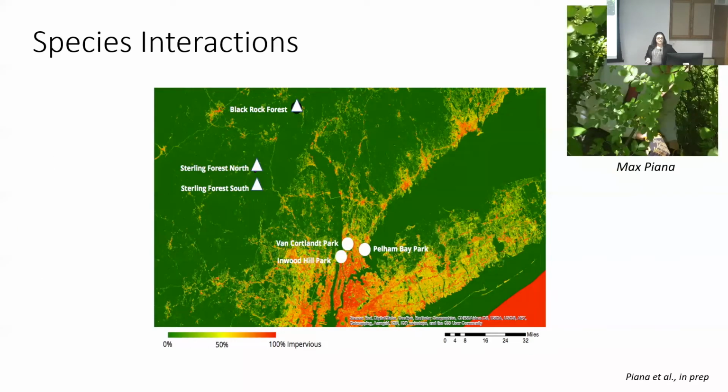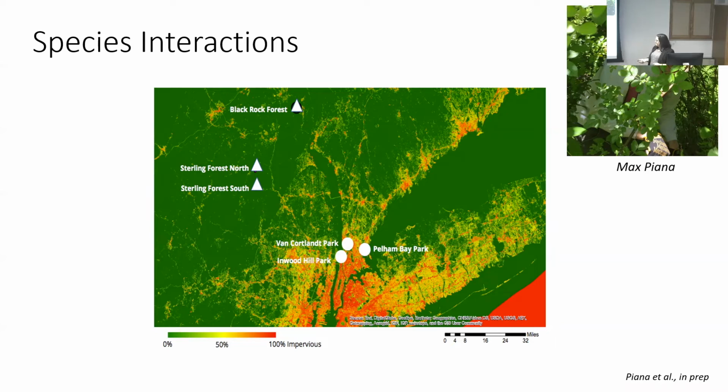Moving on to species interactions. Species interactions, especially looking at canopy forest species, have not been looked at a lot. It's actually pretty poorly studied in cities. And so one of my graduate students, Max Piana, who just successfully defended recently, set up an experiment looking at urban forests, and these are natural forests, and rural forests. The urban forests were all in New York City, so he had sites in Van Cortlandt Park, Inwood Hill Park, and Pelham Bay. The rural forests were just a little bit north of the city, same geology as the urban forests, so similar soils, and they're all oak hickory dominated forests.